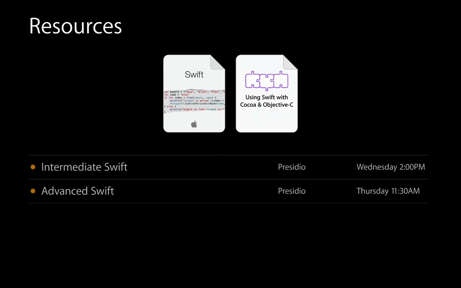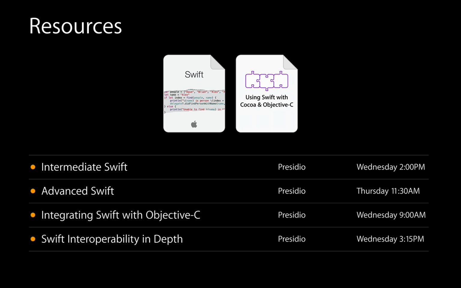Well, as we saw up front, this book is available. It's in the doc view. It's online. It's available in the iBook store, The Swift Programming Language. It's the canonical guide and reference to the language. We also have Using Swift with Cocoa and Objective-C. This is a document that tells you how to work with Cocoa and Objective-C from existing code, how Swift interoperates with Cocoa. For more information on the language itself, check out the intermediate and advanced Swift talks. And for more information on Objective-C and interoperability, check out the two Interoperability in Depth and Integrating Swift with Objective-C talks.